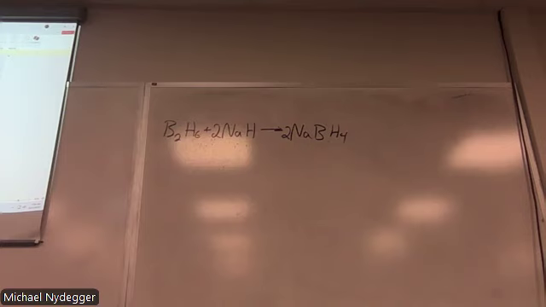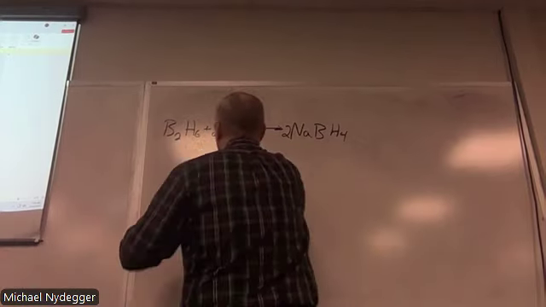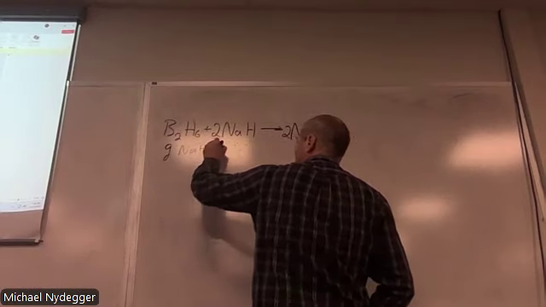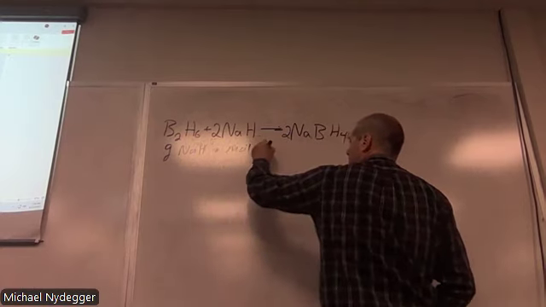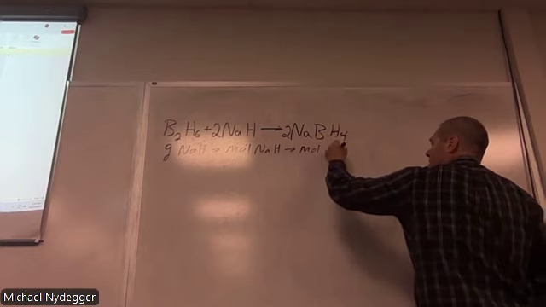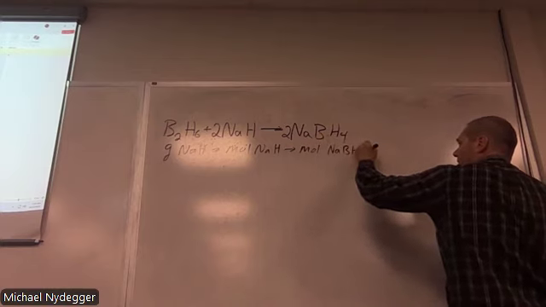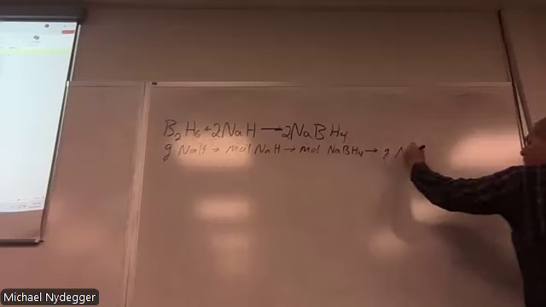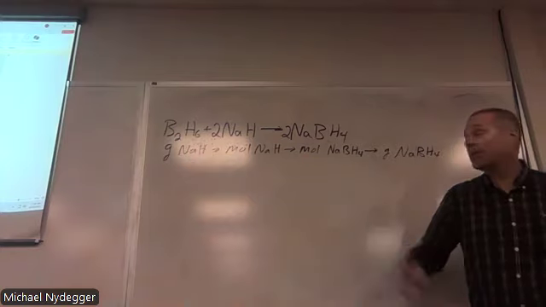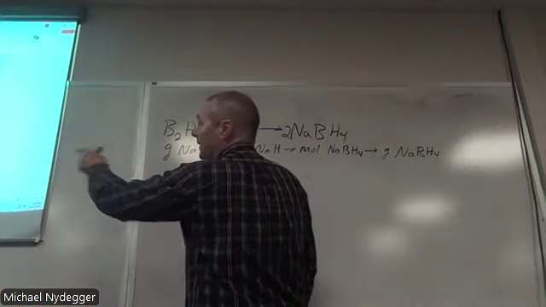Ready? Got it? Okay, so we're going to start with the 7.89 grams of sodium hydride. Then we're going to go from grams of sodium hydride to moles of sodium hydride, then moles of sodium borohydride, and then ultimately to grams of sodium borohydride. That makes sense? That's the pattern we're going to follow.